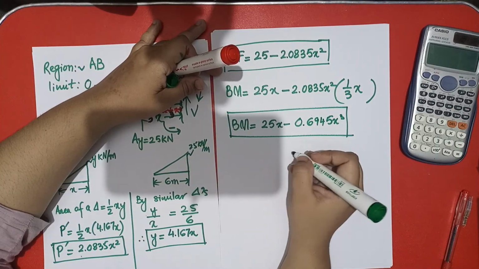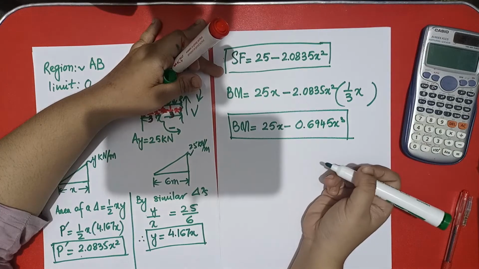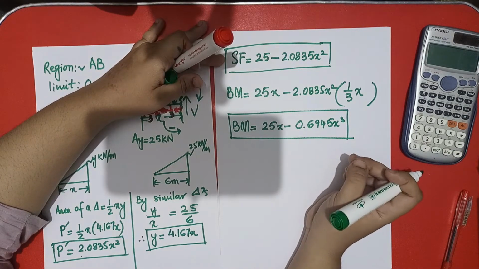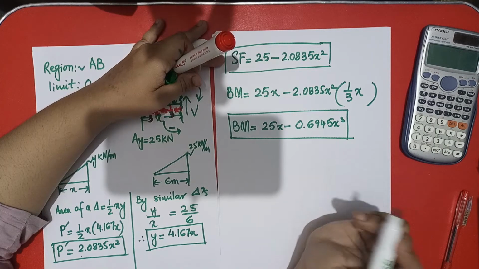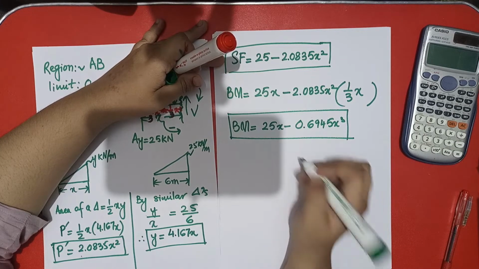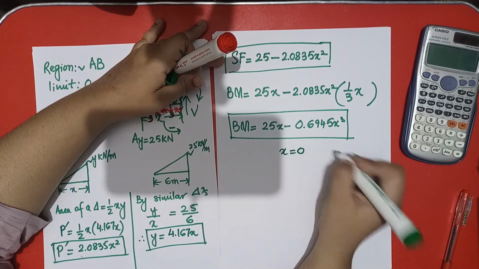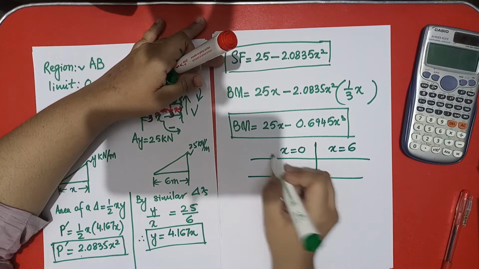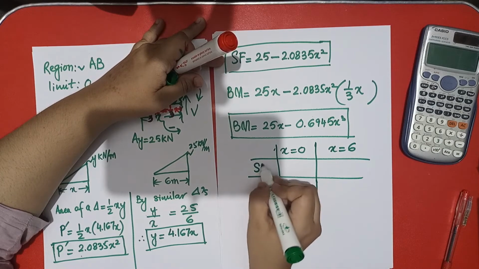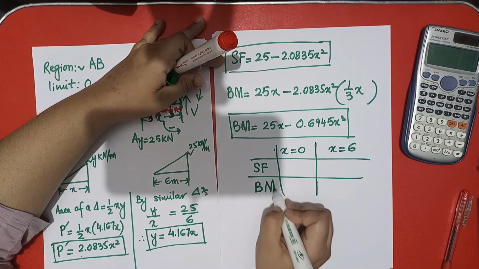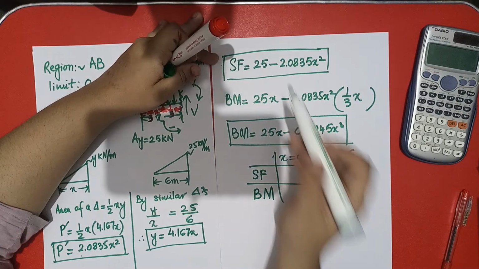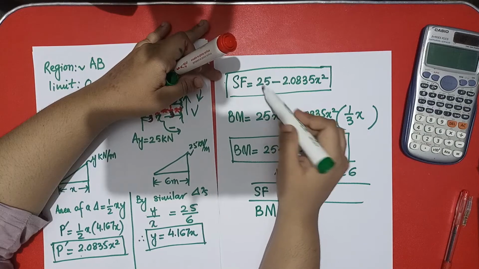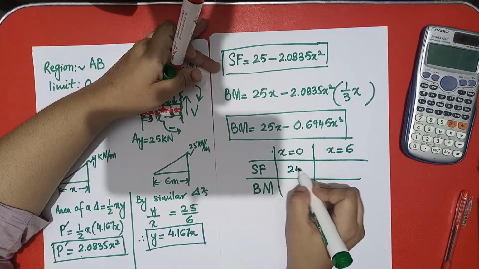Now we are going to find the value of shear force and bending moment at x equals 0 and x equals 6. So how can we find it? Let me write it down. x equals 0, x equals 6. This will be shear force and bending moment. When I put x equals 0 in this equation, this will become 0, and I will get the value of shear force as 25.